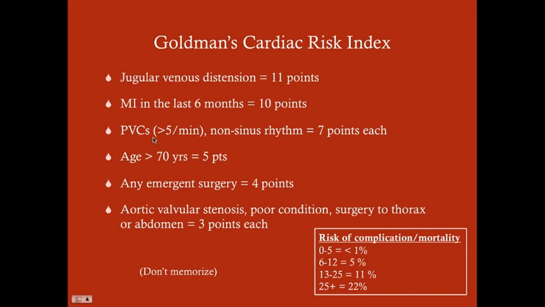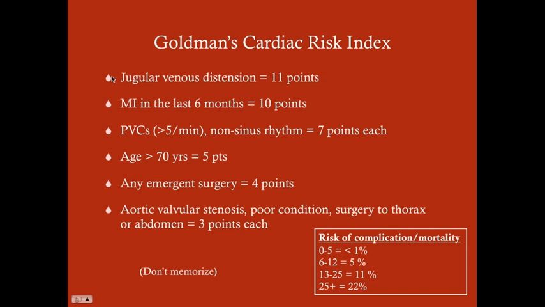The arrhythmias, including premature ventricular contractions and non-sinus rhythm, those are 7 points each. Age greater than 70 years adds 5 points. Any kind of emergent surgery adds 4 points. And then aortic valvular stenosis, poor medical condition, or any kind of surgery to the thorax or abdomen, those are 3 points each. So you can see here that in your older patients, it's quite easy to get up into that 5, even 11% range, to where you have a 1 in 10 chance of having a significant complication that will likely lead to mortality.